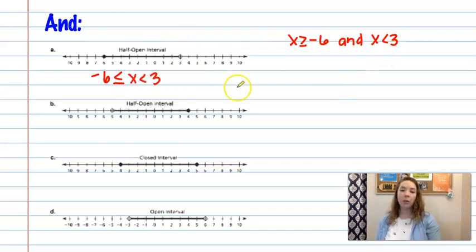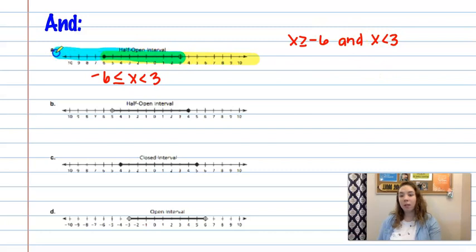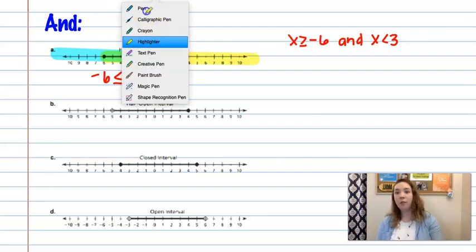So when you would graph this, x is greater than or equal to -6 would be all the way this way. X is less than 3 would be all the way this way. So we're just talking about this green section where they overlap now. That's what it means when we say and. We're talking about the overlapping.